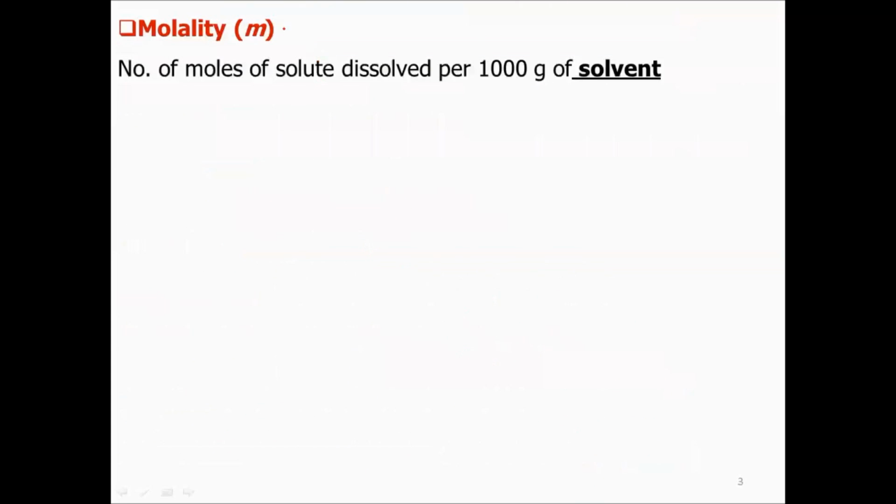Next concentration term is molality, which is denoted by small m. It is defined as the number of moles of solute dissolved per 1000 grams, or we can say per kilogram, of solvent. Now be careful, this method is different from the previous methods because here we have per kilogram of solvent. In all the previous methods it was per solution. Here it is per solvent.